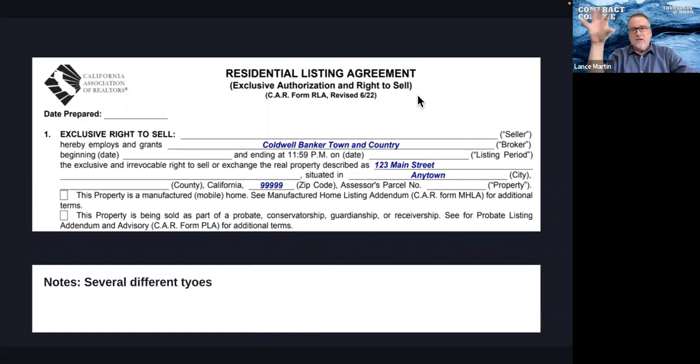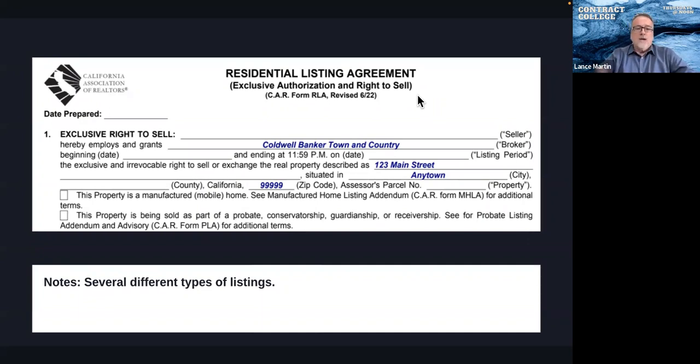They do have various meanings and different purposes, but let me just give you the basics of why we're going to go through an exclusive right. The exclusive right to sell, or exclusive authorization and right to sell, basically means that the seller of the property is listing with you, agreeing to pay you a commission and nobody else. Okay. And if you're brand new in this business, you may not even be aware of this.